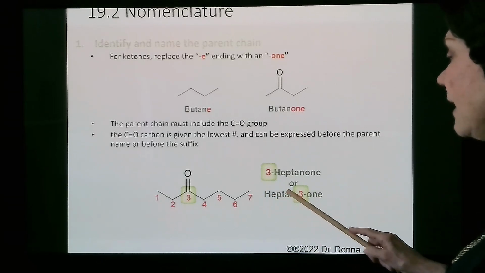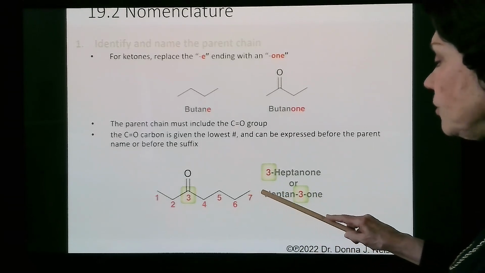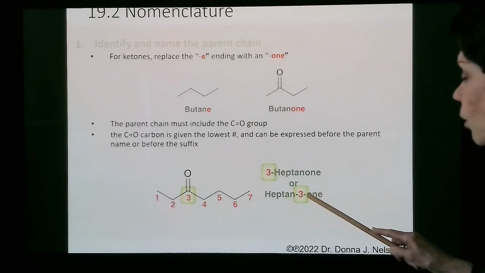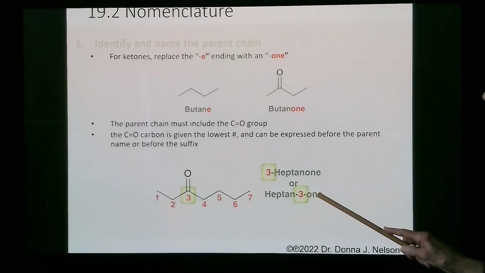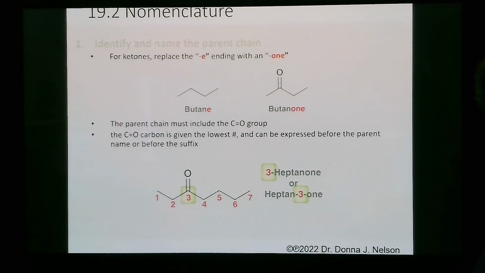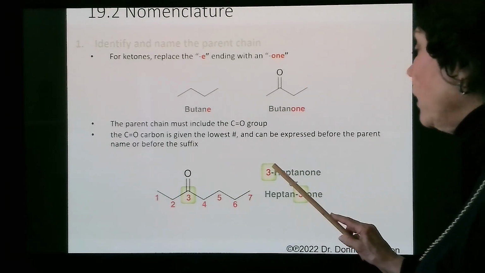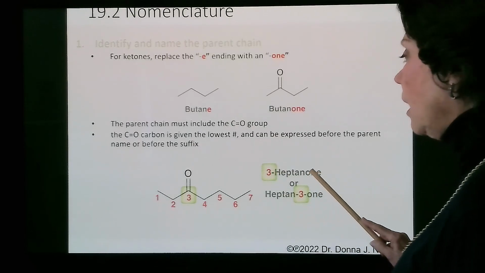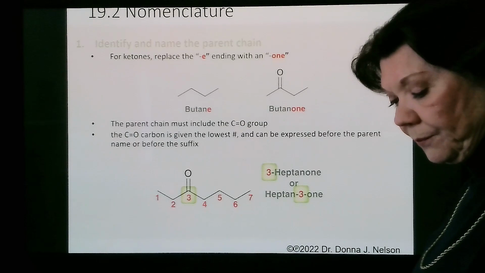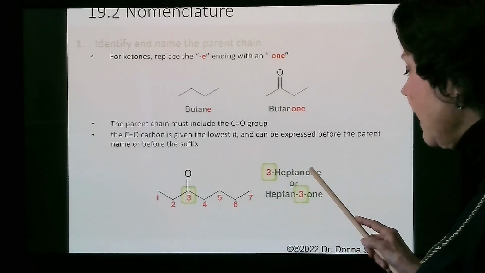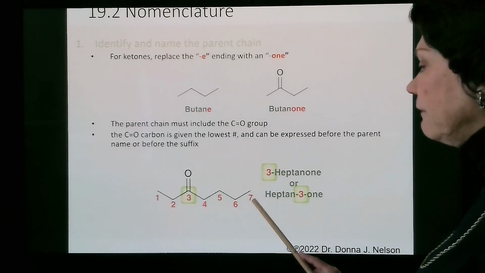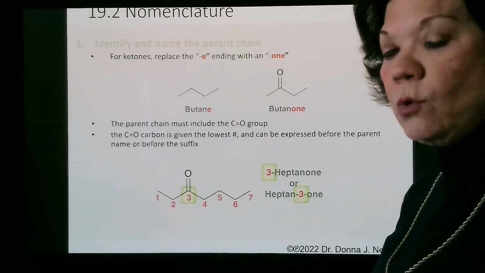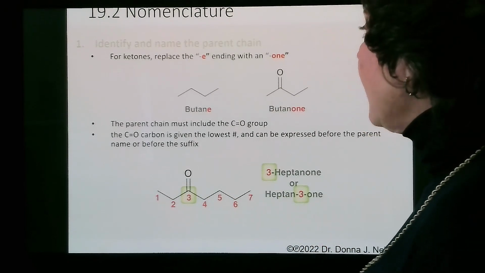And in that case, if you have other locants that must go at the front of the molecule, the 3 is moved inside and put just before the ONE so that it doesn't become confusing which locant refers to which suffix. So 3-heptanone is what is typically given for this molecule, but heptane-3-one would be appropriate as well.